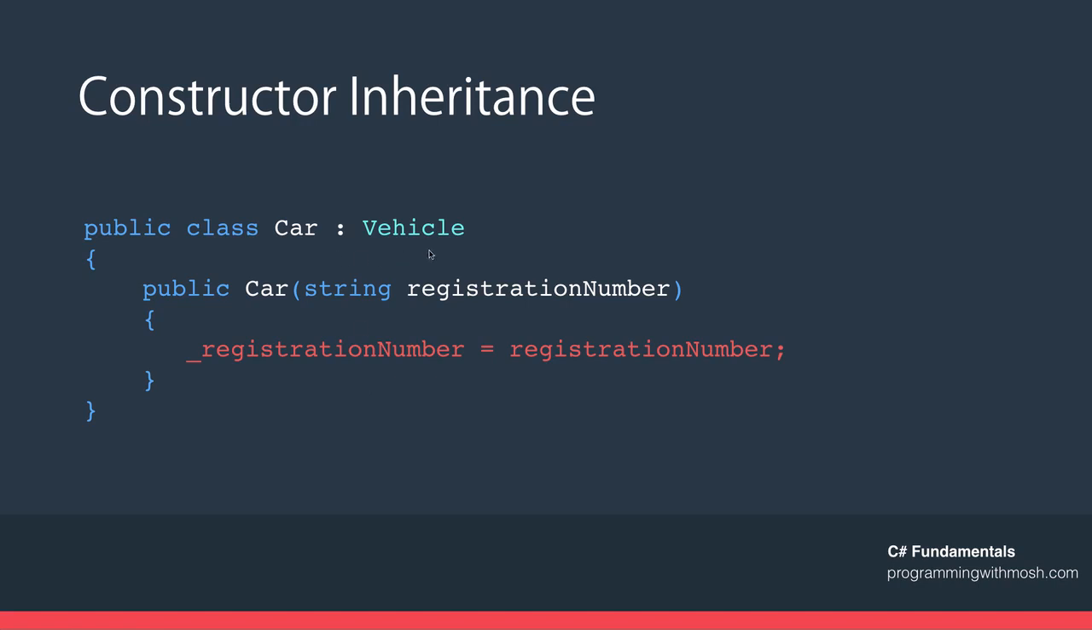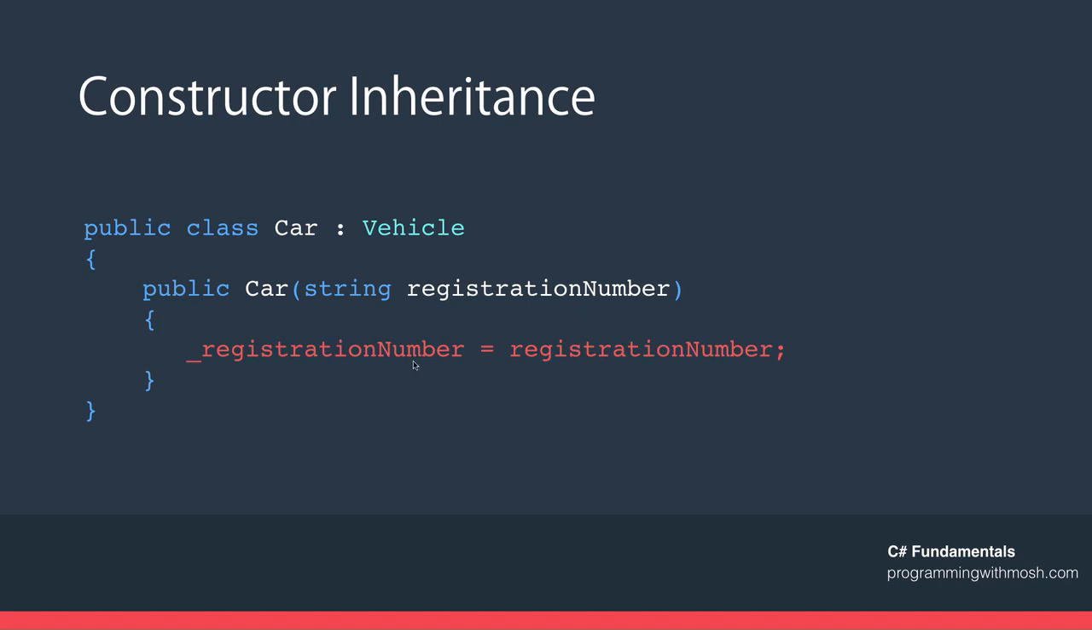Note that I have redefined a constructor with a string parameter for the registration number here. The reason for that is, even though we defined a constructor in the vehicle class, it's not going to be inherited by the car class. So we need to redefine that constructor here. But what are we going to write in this constructor?